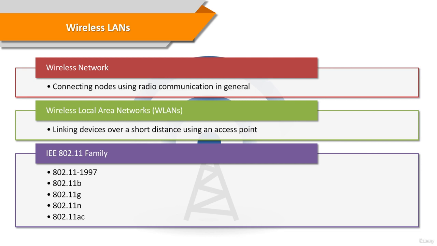802.11n is an amendment that improves upon the previous 802.11 standards by adding multiple input, multiple output antennas, MIMO. MIMO is basically a method for multiplying the capacity of a radio link using multiple transmit and receive antennas. Nowadays, 802.11ac is popular. It builds on the 802.11n and includes wider channels in the 5 gigahertz band.